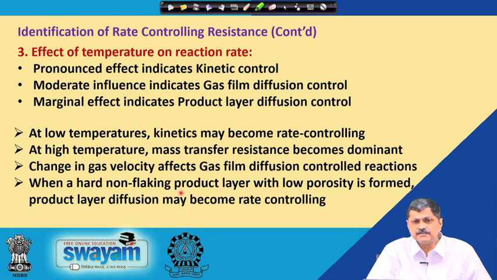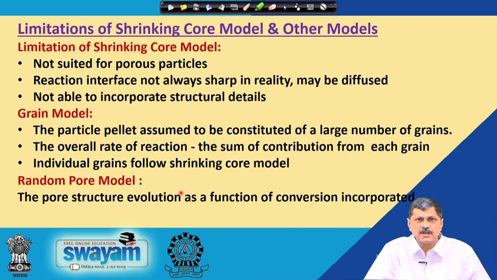If a change in velocity affects the experimental results and reaction behavior, then it is gas film diffusion control, particularly with large particles. If the product formed is a hard and non-flaking type with low porosity, then usually product layer diffusion resistance is rate controlling.